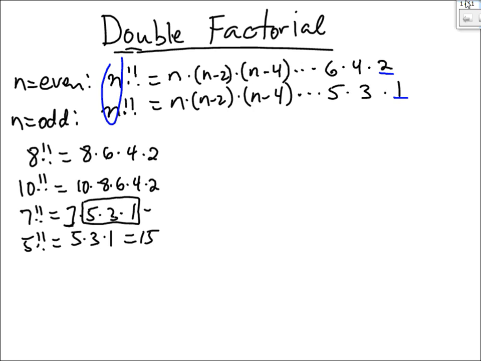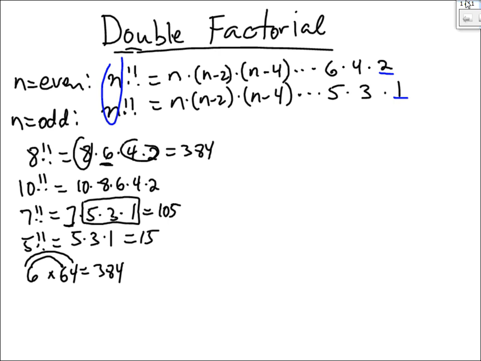Well, 7 times 15 is 105. For 8 double factorial, we have 8 times 8, which is 64. And we need to multiply that 64 by 6. So we get 360 plus 24. 360, 370, 380, plus 4 more is 384. We get 384. Now, 10 double factorial is 10 times what I just boxed. But what I just boxed is 384. So this is going to be 3840.